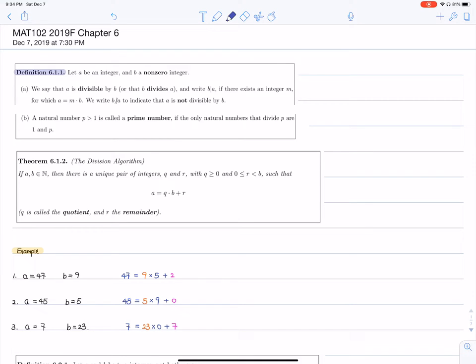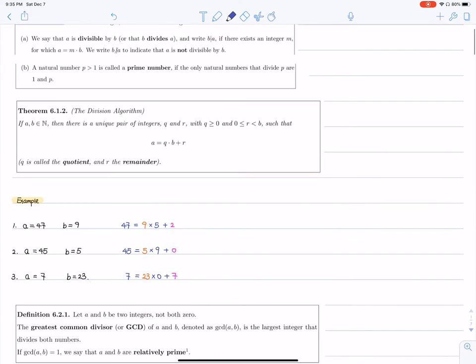Hello everyone, today we're going to talk about Chapter 6, Integers and Divisibility. First of all, definition. All of you should know those two definitions by now. Those were tested kind of in your first quiz, so we'll skip this.